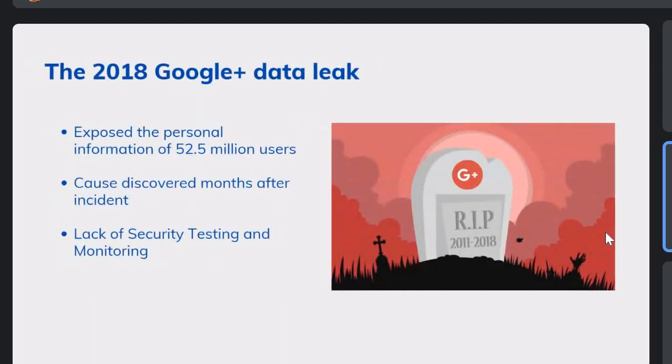Similarly, the 2018 Google Plus data leak. Google Plus was a social networking service that was operated and owned by Google. It linked together Google Drive, Blogger, and YouTube, and was aimed to be a competitor to major social networking sites such as Facebook and Twitter. But in 2018, there was a major data breach in which personal information of about 52.5 million Google users was leaked. Months later, the cause of the breach was found, which was just a lack of security testing and monitoring on Google's side, and later Google Plus was discontinued.